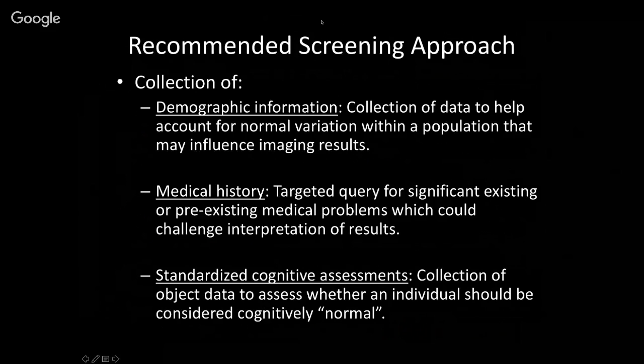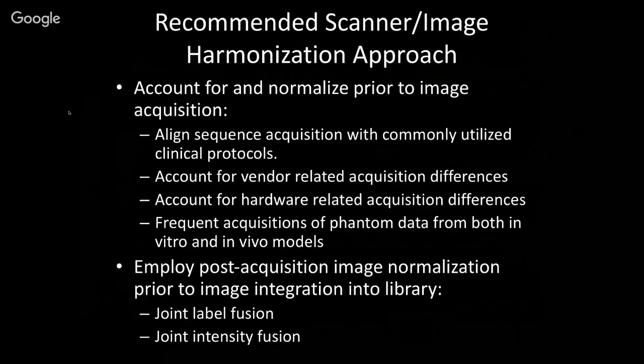So there were a number of recommendations that emerged from this meeting in terms of best practices for creating normative data. The first was collection of demographic information in order to account for normal variation and to understand the factors that may influence it. The second was acquisition of the medical history, a targeted query for significant pre-existing medical problems which could challenge the interpretation of results. And the third was to perform standardized cognitive assessments in order to have additional correlative information for individuals that may be included in a normative database.